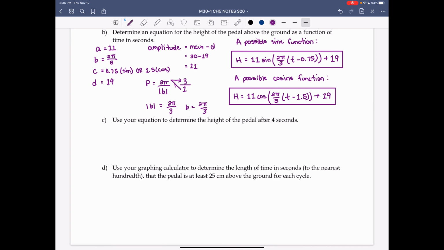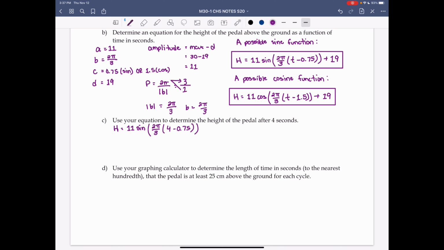Part C, use your equation to determine the height of the pedal after 4 seconds. Let's do this for both equations. We should get the same answer because the equations represent the same function. So we have h equals 11 sine, 2 pi over 3 times t is 4 minus 0.75, plus 19.